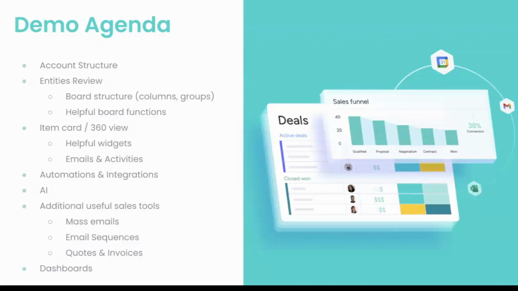So what are we going to show in the demo? We're going to quickly review the account structure. I saw in the chat that a lot of you are new to CRM, so I think it's going to be good to start from the basics: a little bit about the structure, how the entities are built, how the boards are structured. So what is a column, a group, and some helpful functions inside the board.